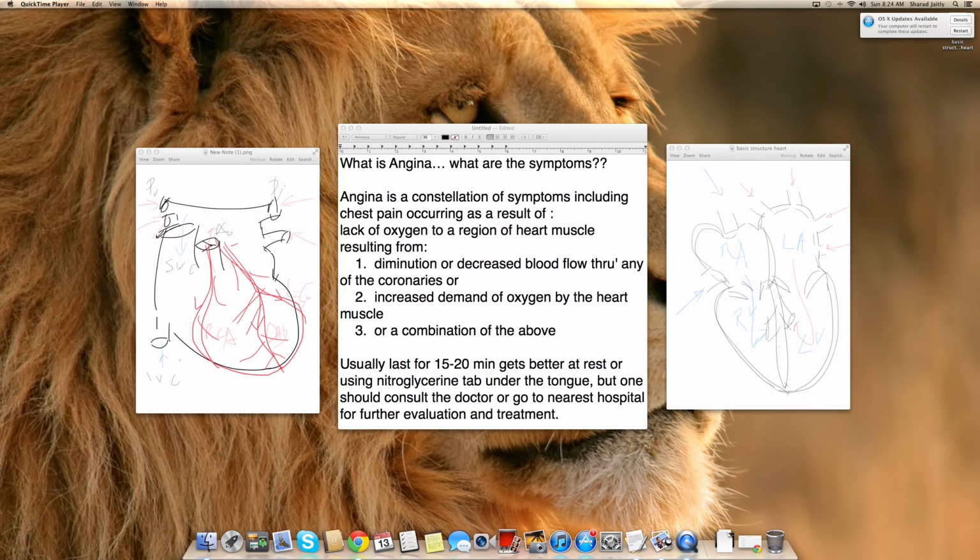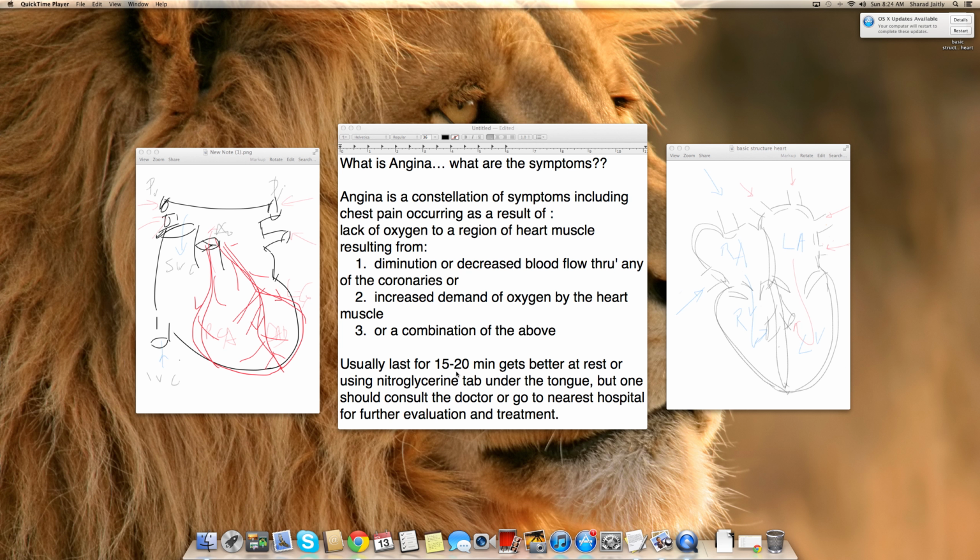So in other words, if the person was exerting, walking upstairs or going up a hill or an incline, and experiences this constellation of symptoms called angina, one should be aware that immediately he or she should sit down on a nearby stool or step or bench, etc., and rest. And hopefully the pain will get better. But do call for the nearest doctor or the nearest hospital for further evaluation and treatment.